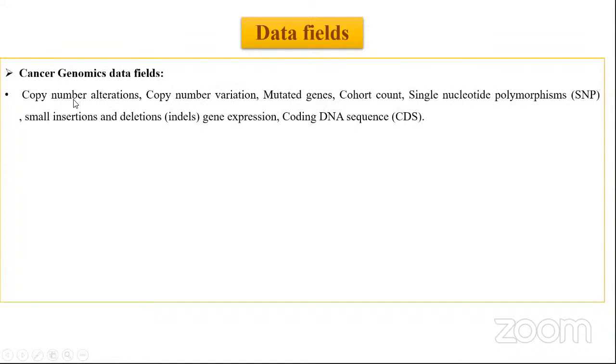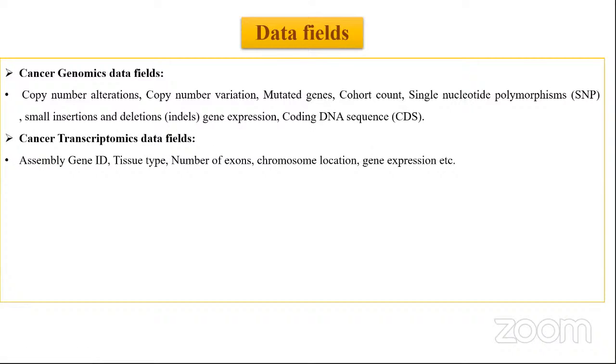On the data side, what are the data fields in cancer genomics? It is very important. If you are studying genomics data, this will come up. You can deal with cancer genomics, that is, copy number alterations and copy number variations as data fields. You will get to know the mutated genes, the recurrent counts, the single nucleotide polymorphisms, small insertions and deletions, the indels I have told you about, the gene expressions, and the CDS, that is, the coding DNA sequence.